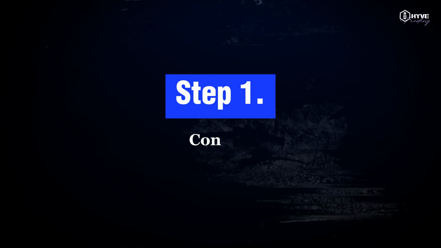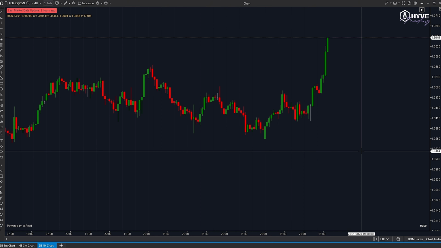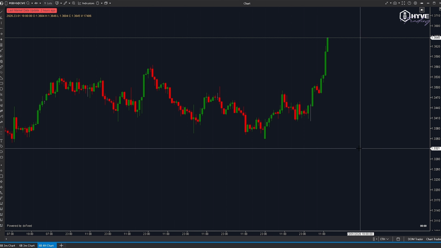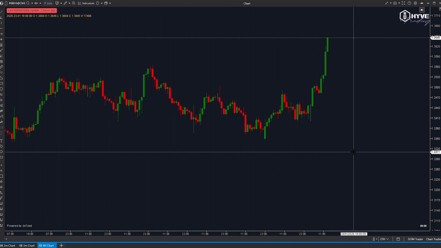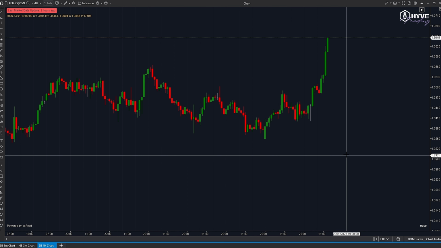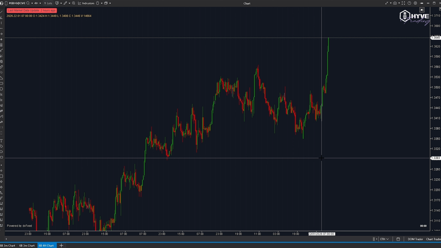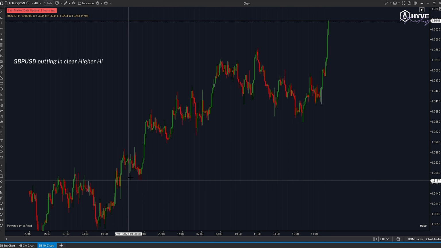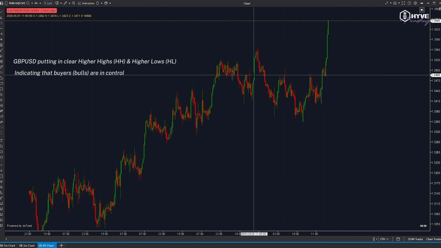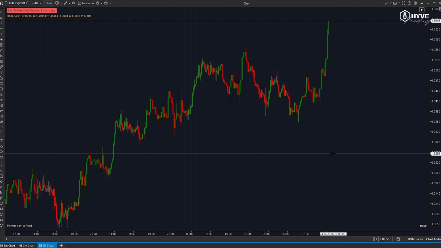Now let's get straight into step 1. Okay, so the first thing we need to do is to determine the directional bias for the day. And this is generating context using simple price action. So right now I've got 4 hour loaded up on GBPUSD, and if we just zoom out, you can see that price has been in an uptrend here, very clean, very obvious.